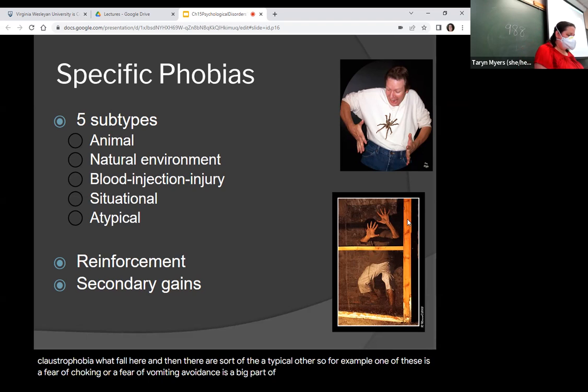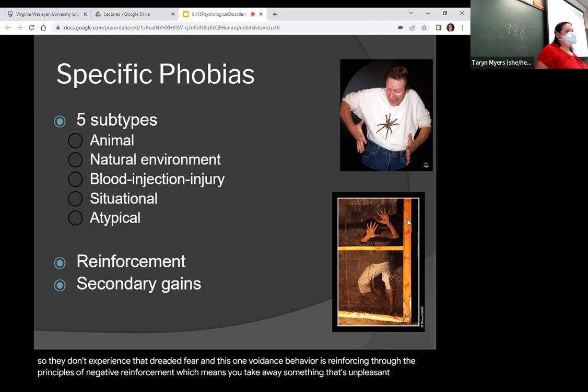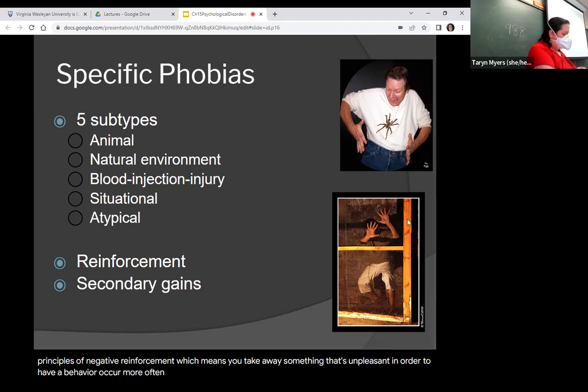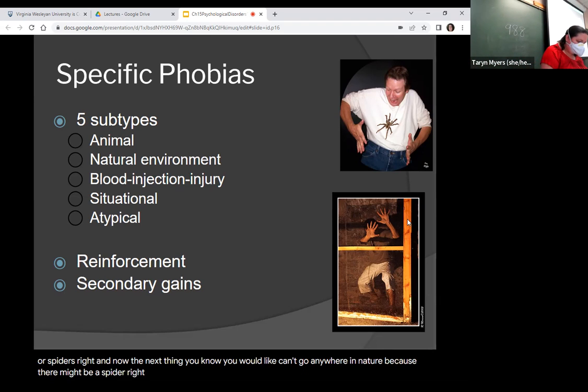Avoidance is a big part of phobias. People avoid the feared stimulus so they don't experience that dread and fear. And this avoidance behavior is reinforced through the principles of negative reinforcement, which means you take away something that's unpleasant in order to have a behavior occur more often. So if you avoid your anxiety, then you're essentially reinforced by not having to experience it. And so then you're reinforced for not being anywhere where there might be snakes or spiders, right? And now the next thing you know, you can't go anywhere in nature because there might be a spider, right?